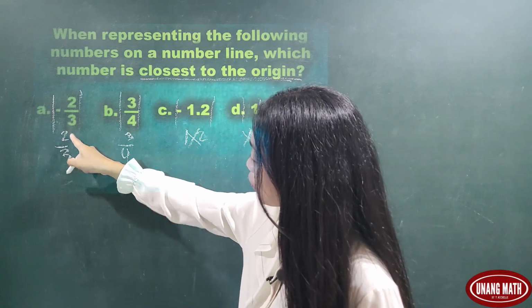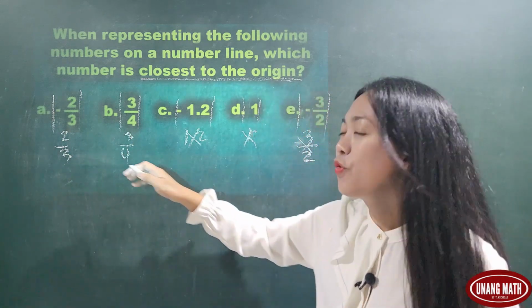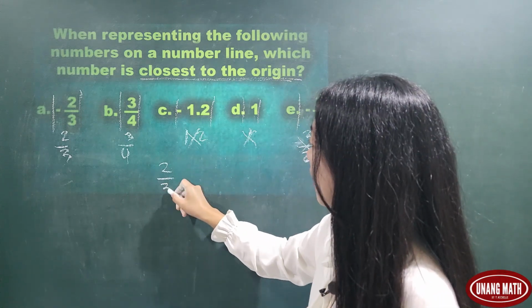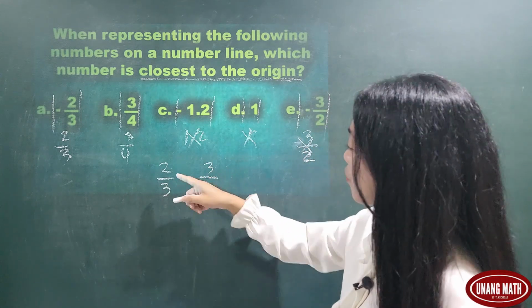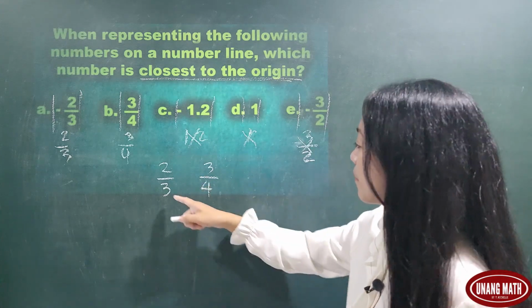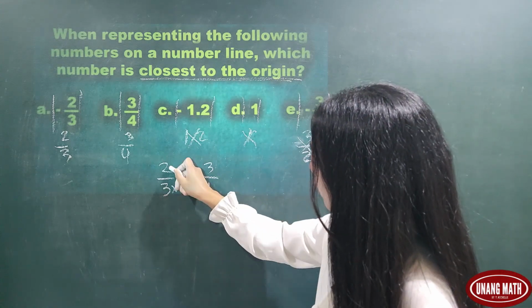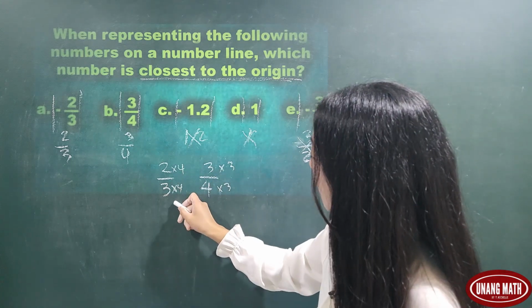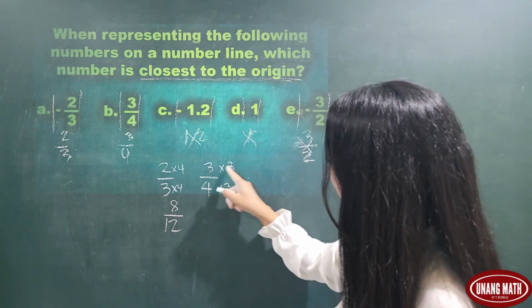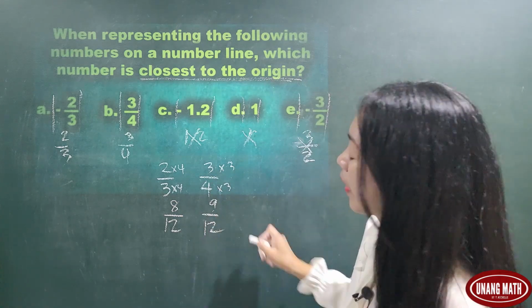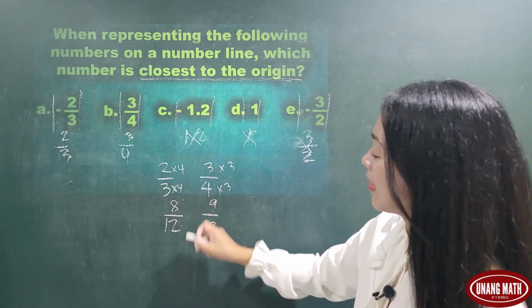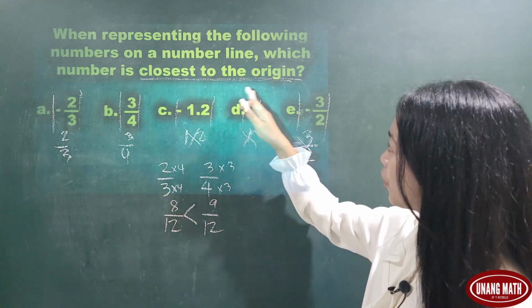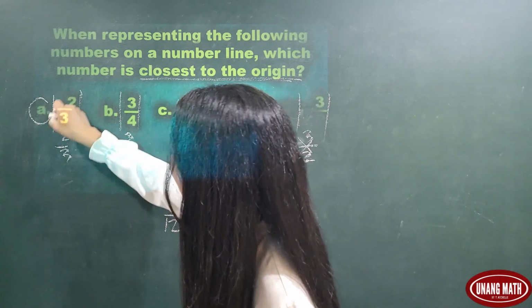Okay, we have here 2 over 3 and 3 over 4. To find which is smaller, we need to make their denominators the same so we can compare faster. So we multiply this by 4, and this by 3. So we have 8 over 12, and this is 9 over 12. Okay, 8 over 12 is smaller than 9 over 12. So the answer to this problem is letter A.